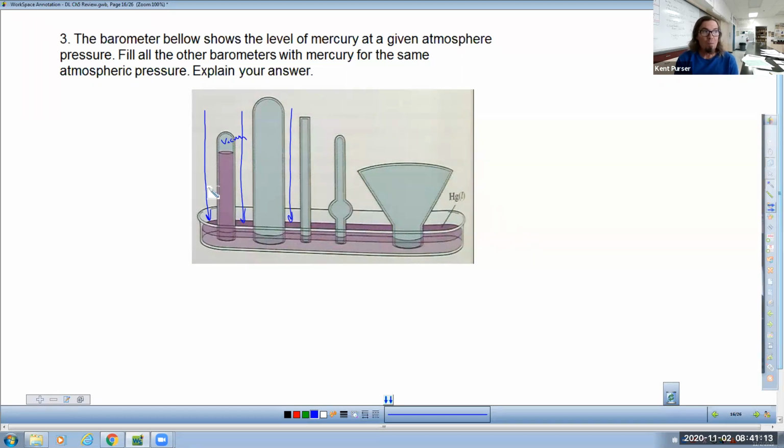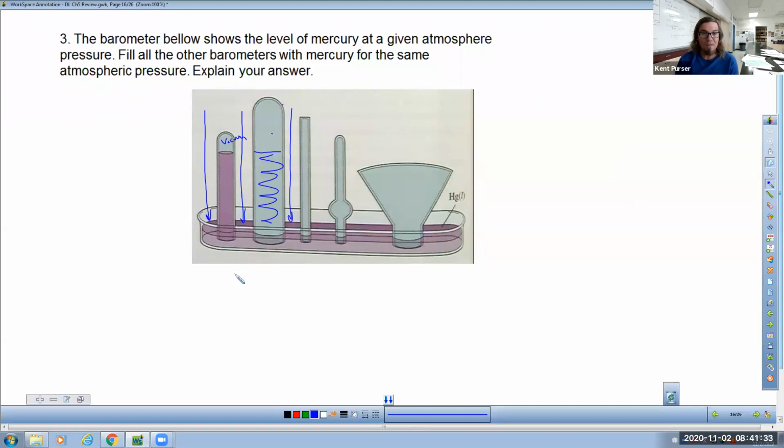So if you made barometers out of the rest of these tubes, let's say that you filled up this one also all the way to the top with mercury and then inverted it down into the mercury bath, what's going to happen is the mercury is going to drop until the level is exactly the same as the level in the first one.